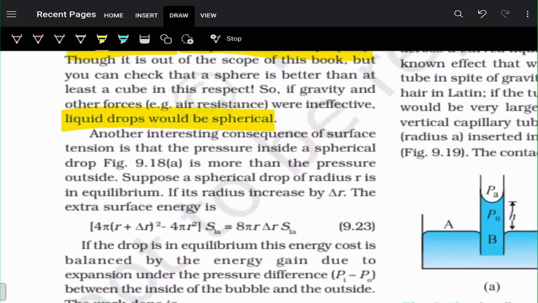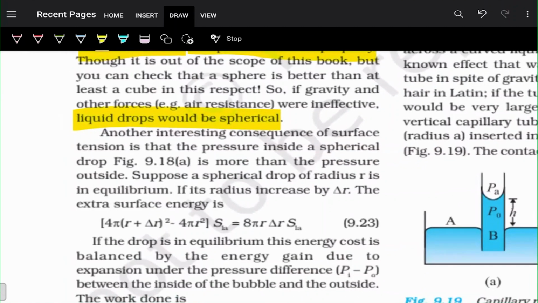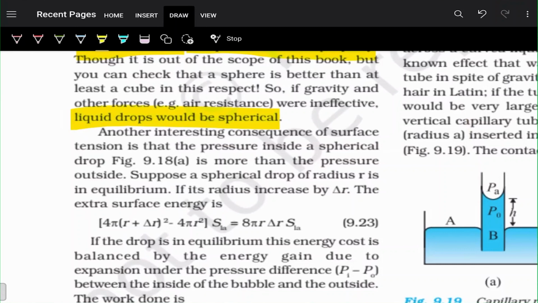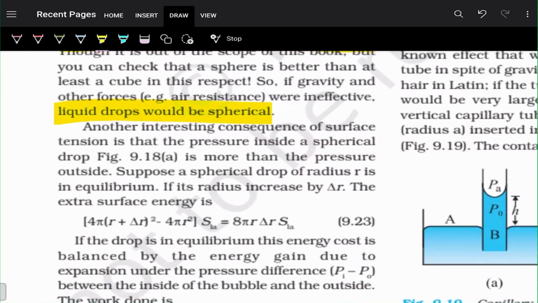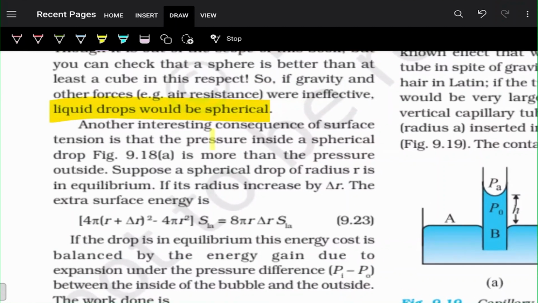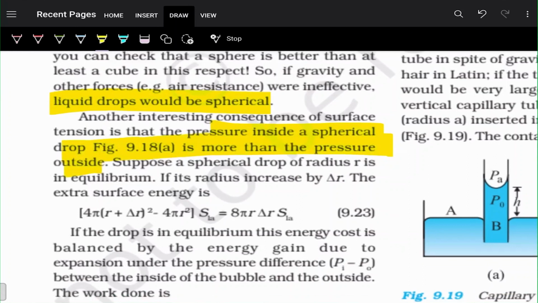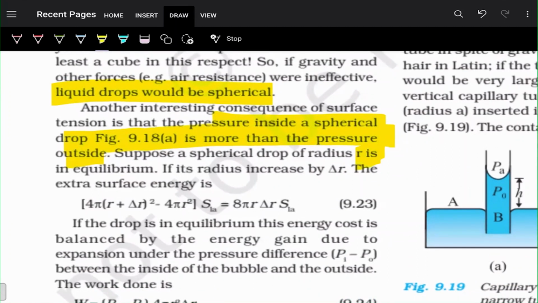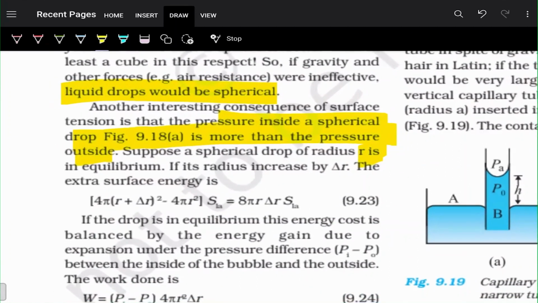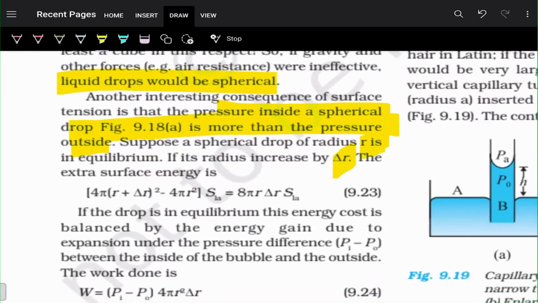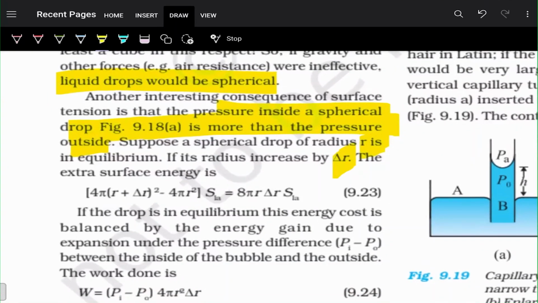If we look at the pressure inside a drop, the pressure inside the drop is more than the pressure outside. Suppose a spherical drop of radius r is in equilibrium. If its radius is increased by delta r, okay, the first radius is small r. Now the radius is increased by delta r.